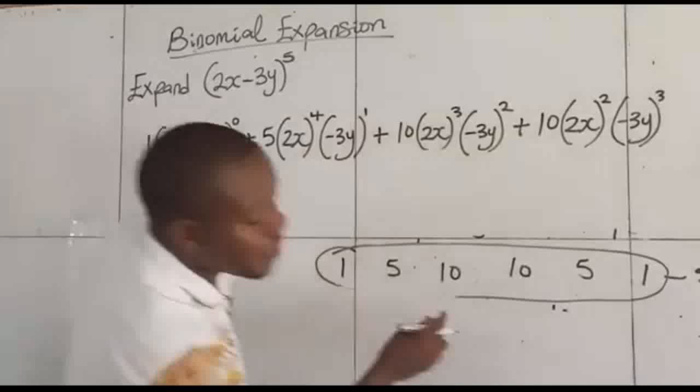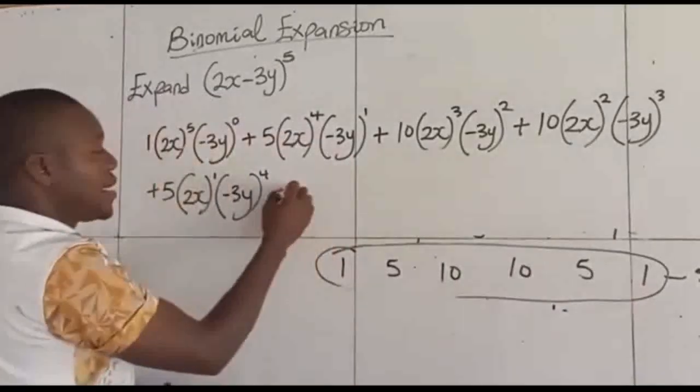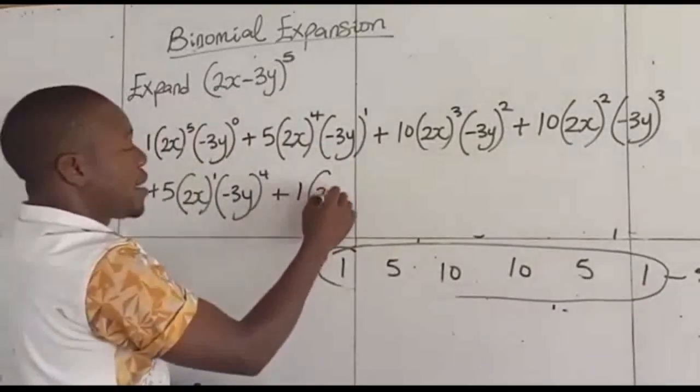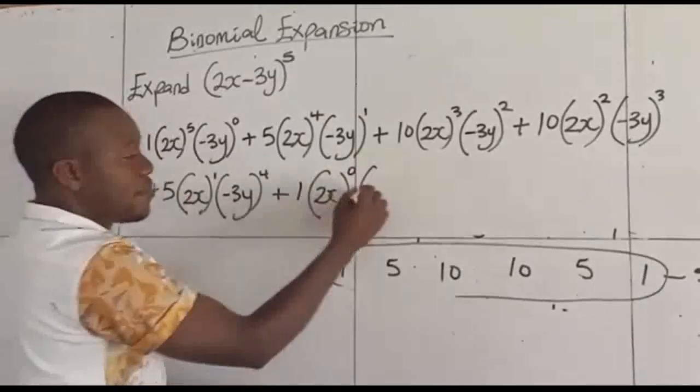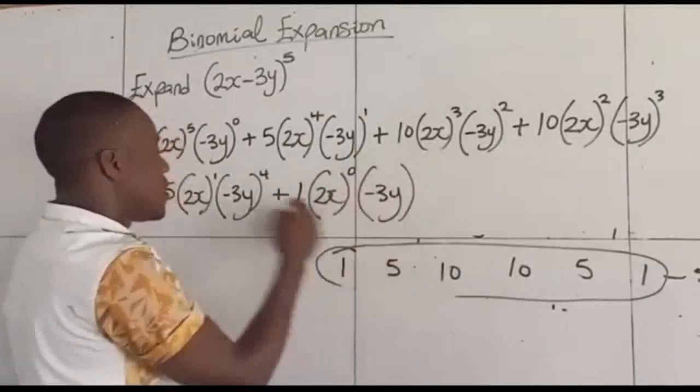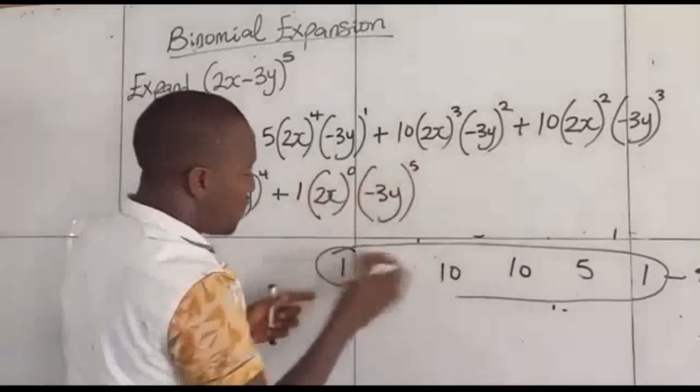And then finally, the last coefficient, plus 1. The first term is 2x. The power reduces from 1 to 0. The next term is minus 3y. The power increases from 4 to 5.